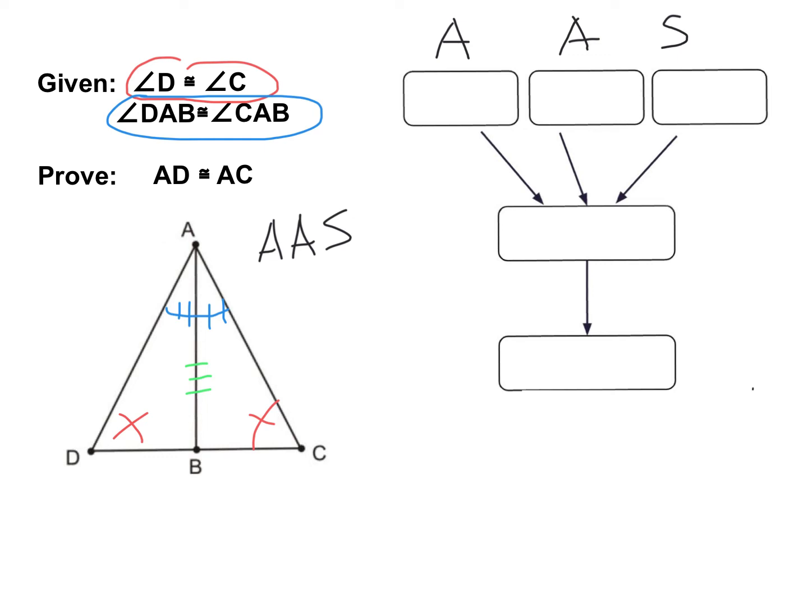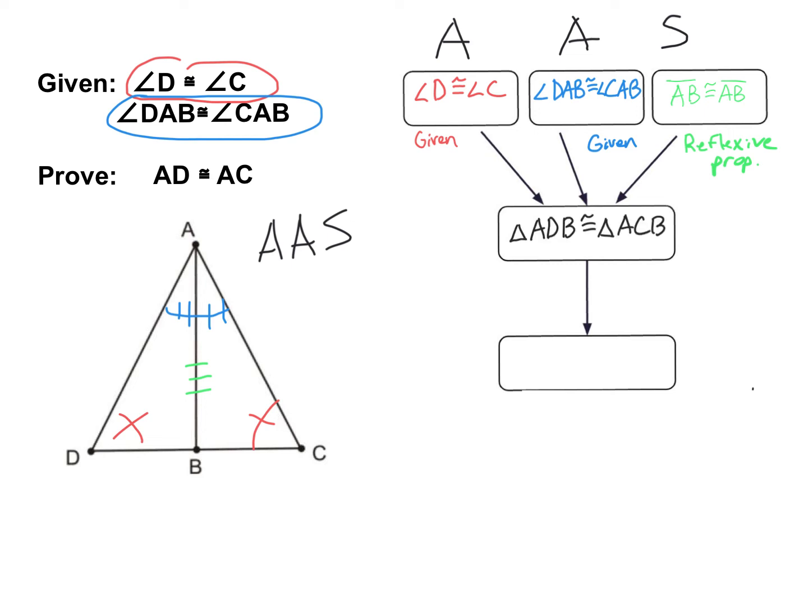So we always start our flowchart by listing out the givens. Our first given was angle D congruent to angle C, and our second given was that angle DAB and angle CAB were also congruent. Those are our two angles out of the three items to get angle angle side. Now we also had that reflexive side, and so we show that that side is congruent to itself using the reflexive property. So now that I've listed out my two angles and my side, I'm now ready to show that those triangles are congruent by angle angle side.